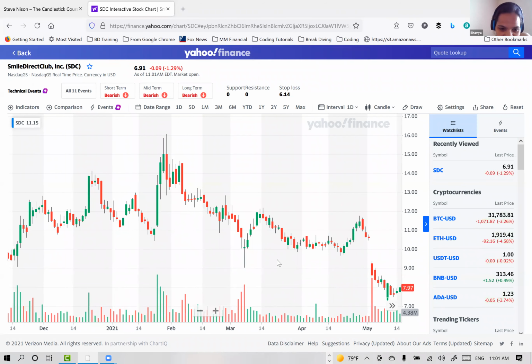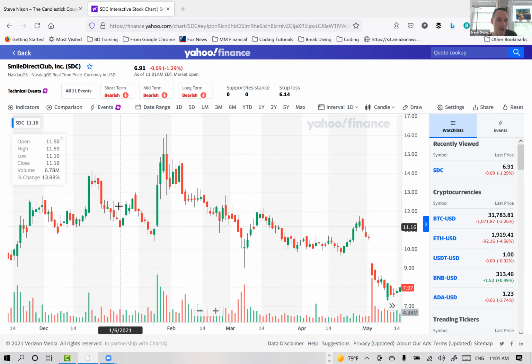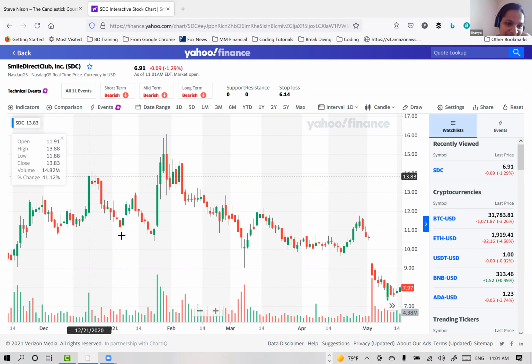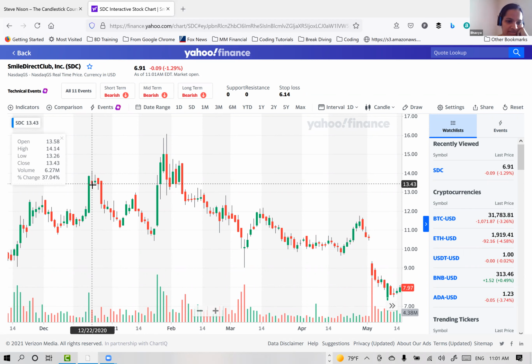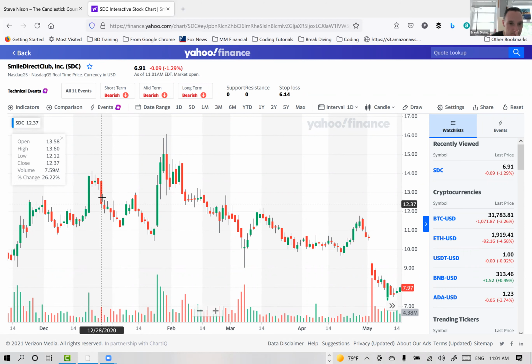And let me see. What do we want to find? I want to see if there are any long real bodies. Yeah, there, this one, right, the green one here. Yes, this one is a bullish belt hold. And there is also a bearish one after 2 or 3 sessions. This one here is a bearish belt hold. Here's another bearish belt hold.